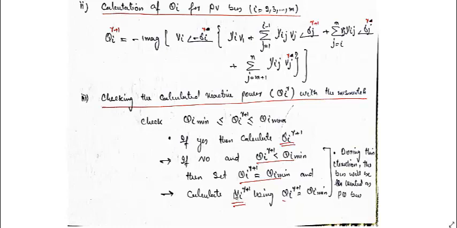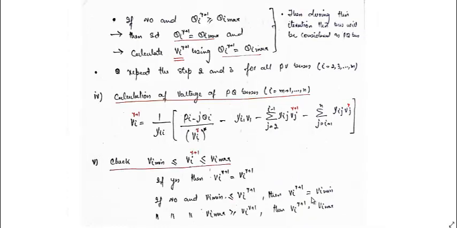So here, not only delta, we have to calculate the voltage magnitude as well. So we have to calculate V_i^(r+1), but using this value, Q_i minimum. In that case, Q_i will be equal to Q_i minimum. Similarly, if it is not within the limits and it is greater than Q_i maximum, then Q_i has to be taken as Q_i maximum and V_i has to be calculated using this value. In this case also, this PV bus is not to be considered as the PV bus, it has to be considered as the PQ bus. Then we have to repeat steps 2 and 3 for all PV buses from i equal to 2 to m.